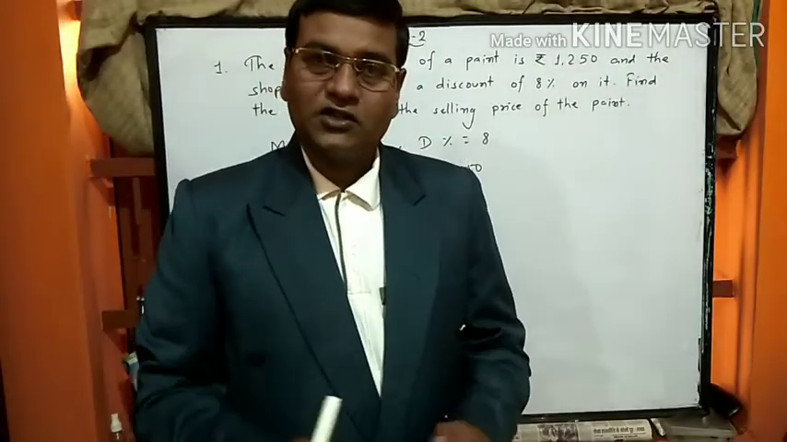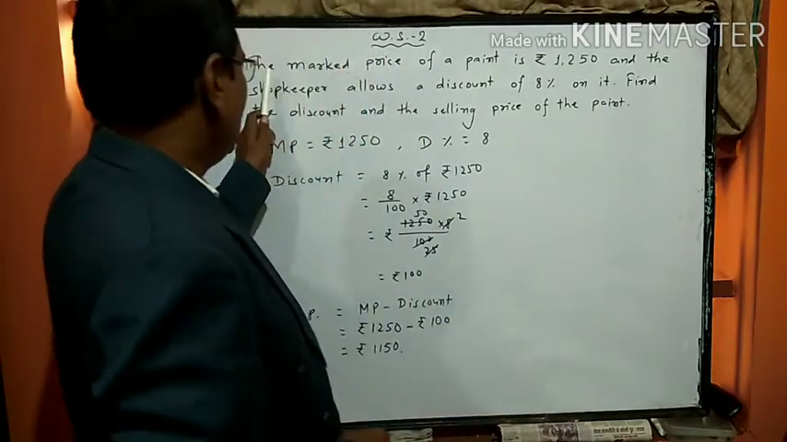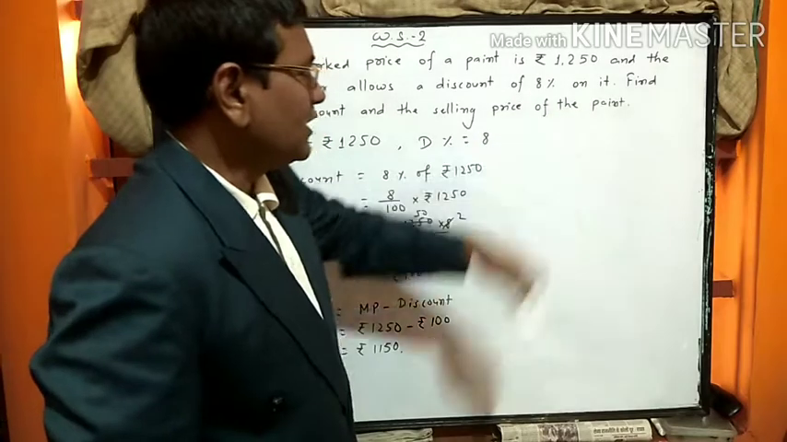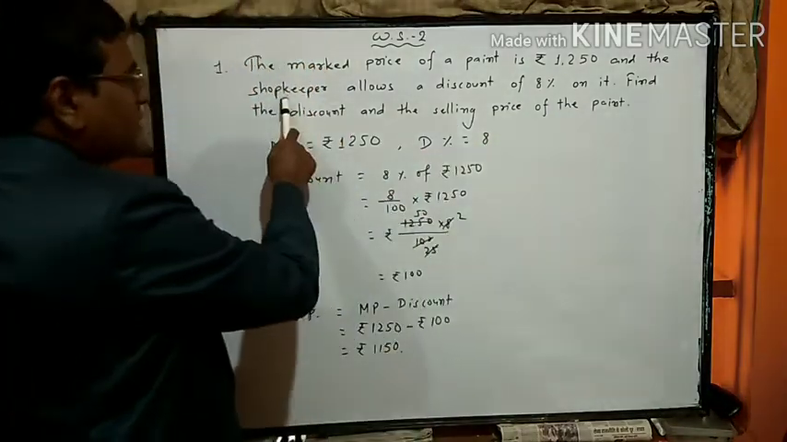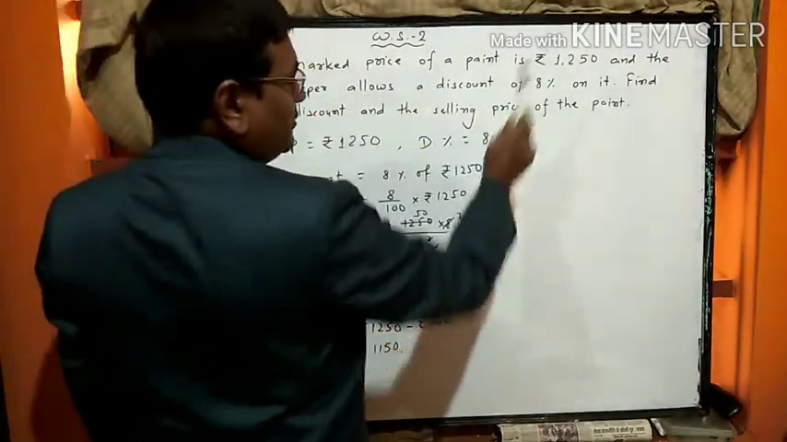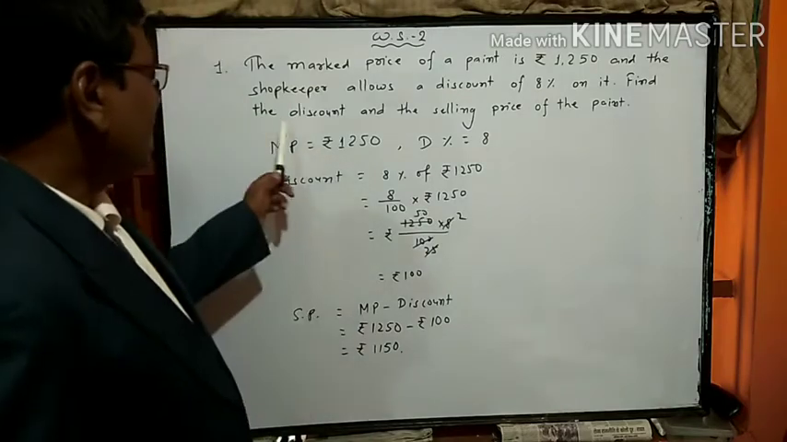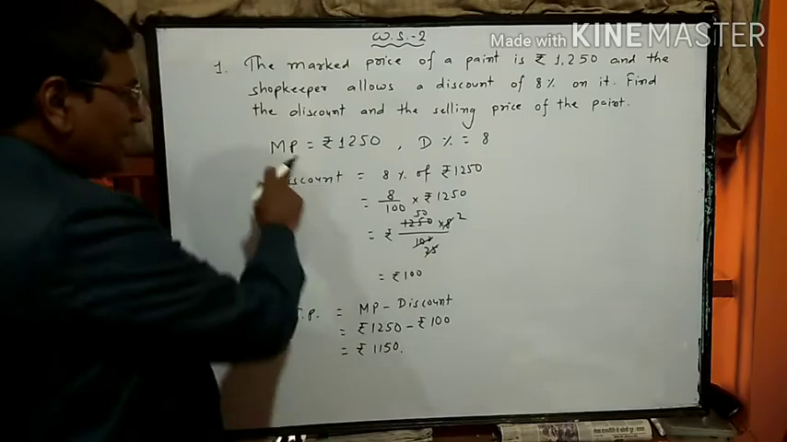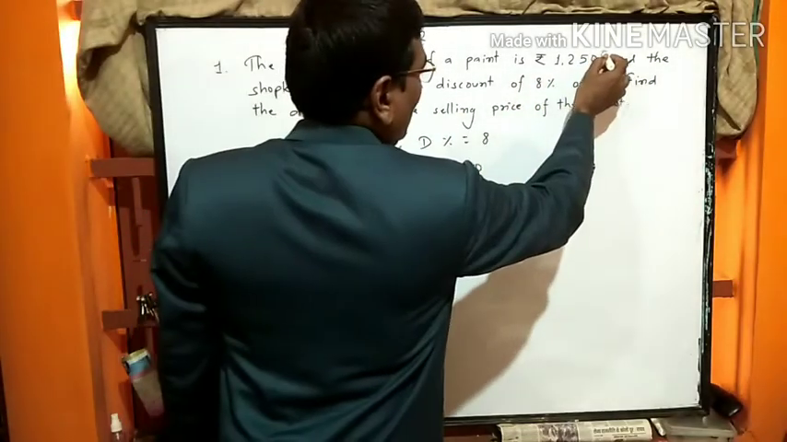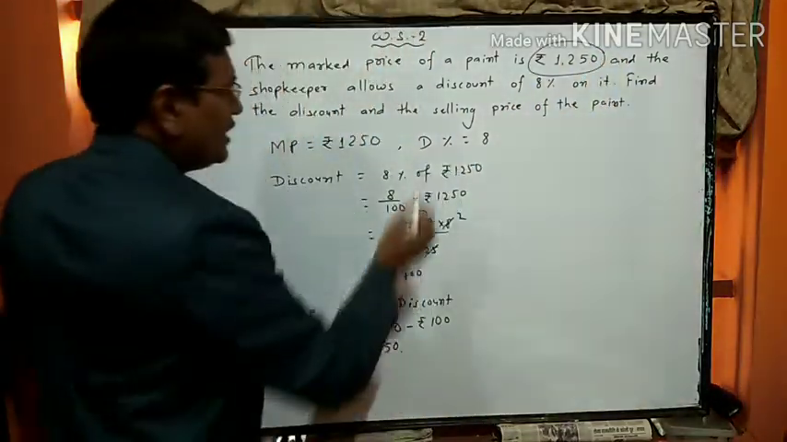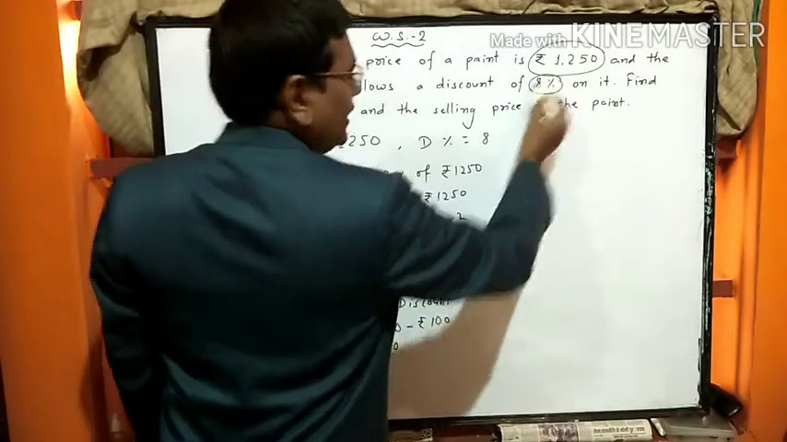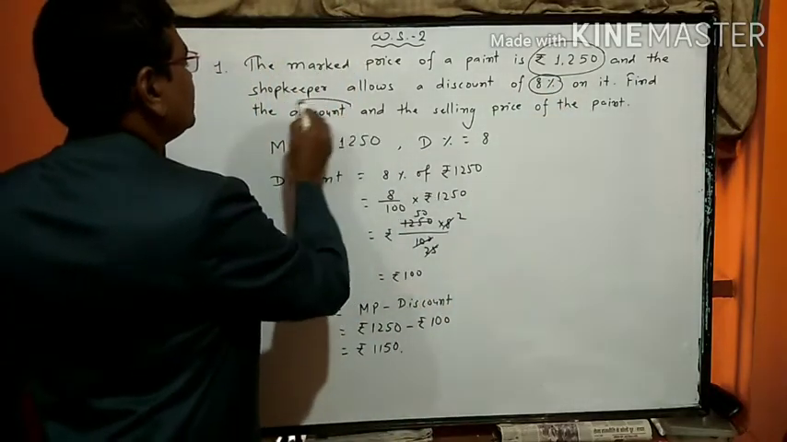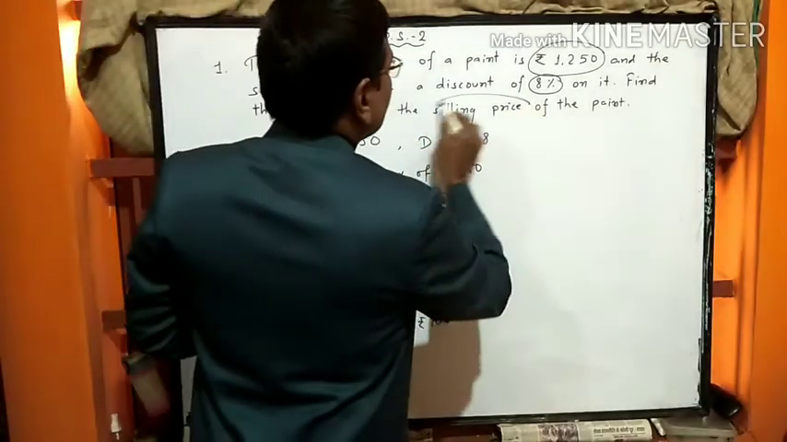Let's start first question. The marked price of a pant is rupees 1250 and the shopkeeper allows a discount of 8% on it. Find the discount and the selling price of the pant. Here MP equal rupees 1250. Discount percent 8%. And you have to find discount and selling price.